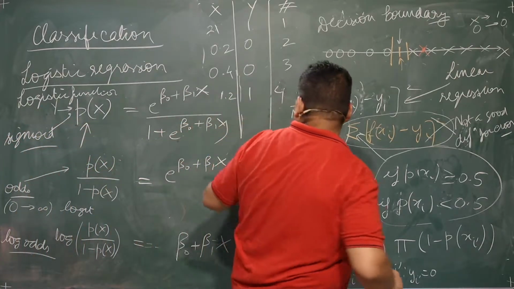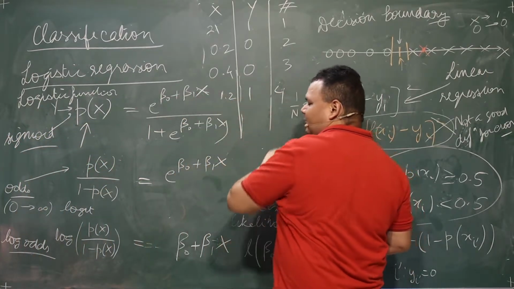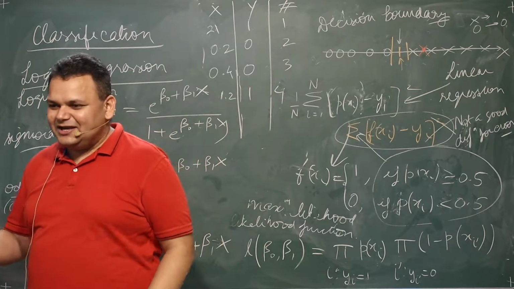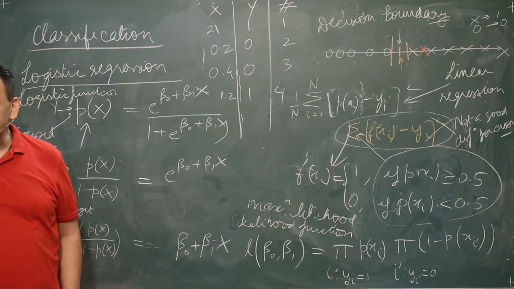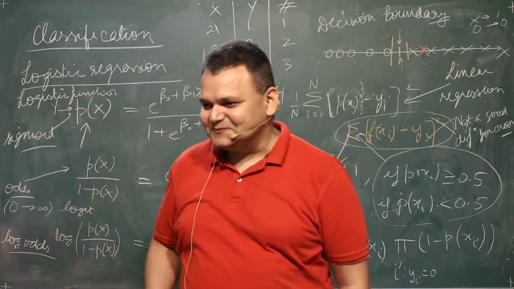The argument of the exponential, beta 0 plus beta 1 x, what does it become when this function is 0.5? Beta 0... yes, 0.